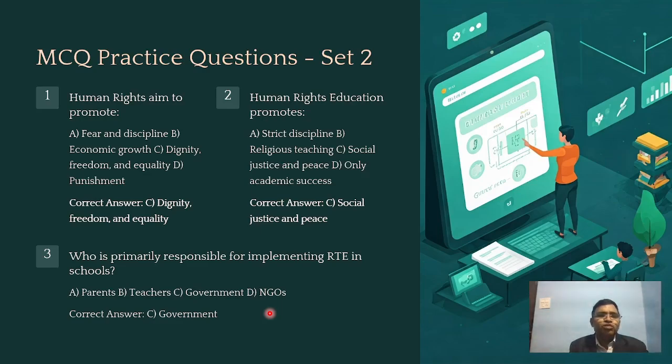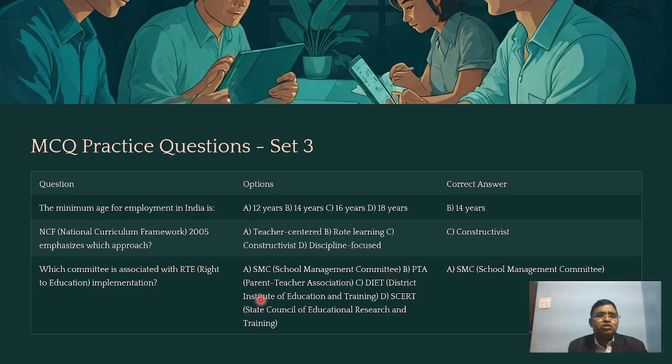Then human rights aim to promote what? Dignity, freedom and equality. Human rights education promotes what? It promotes social justice and peace. Who is primarily responsible for implementing the right to education in schools? The government is responsible. Then the question: the minimum age of employment in India is 14 years. Then NCF, National Curriculum Framework 2005, emphasizes which approach? It is the constructivist approach.